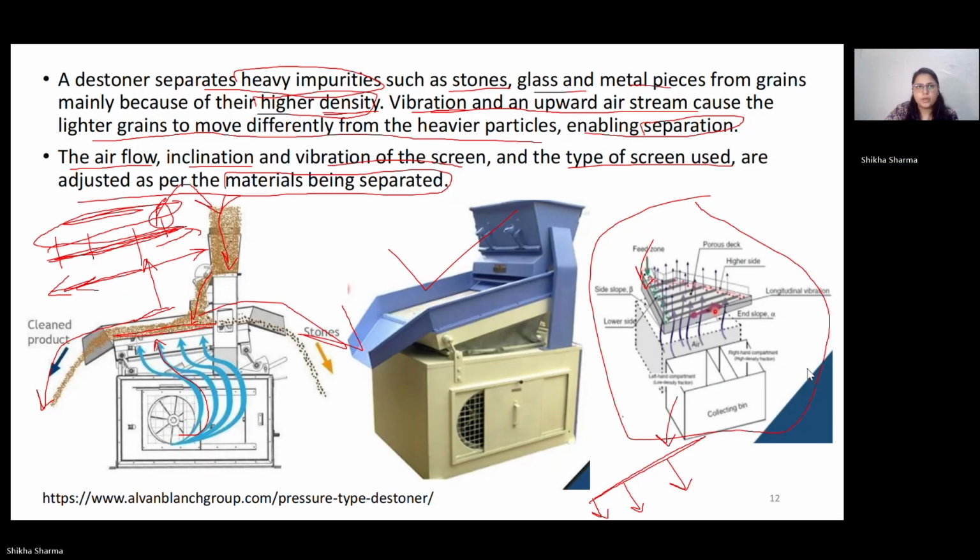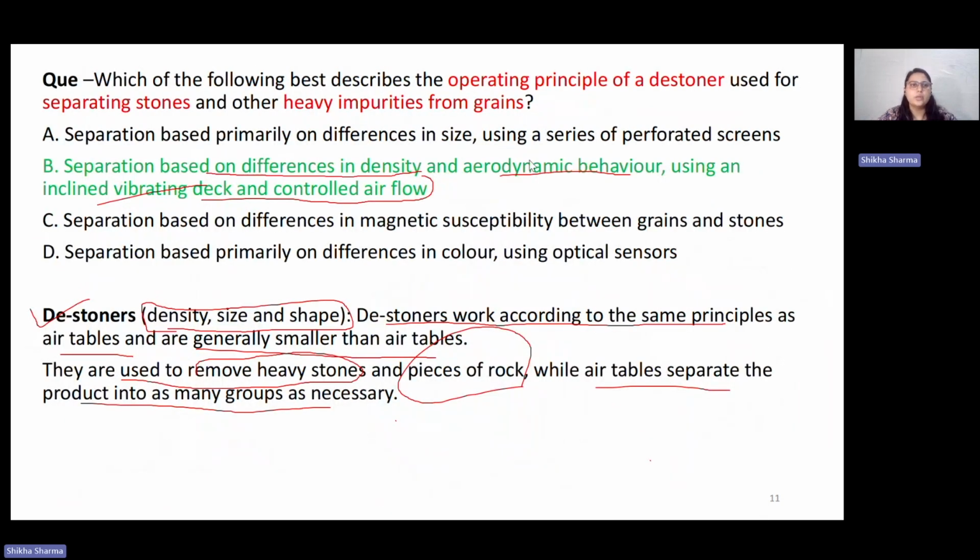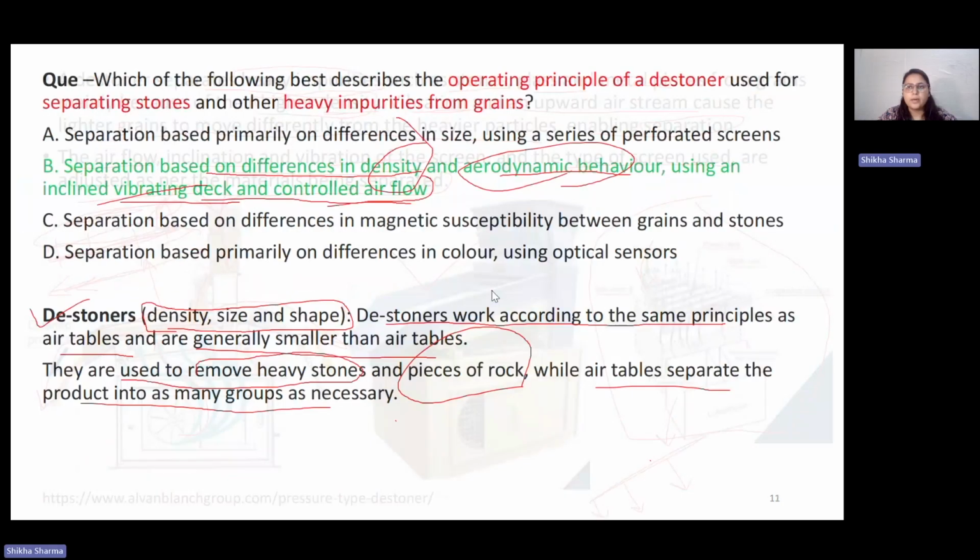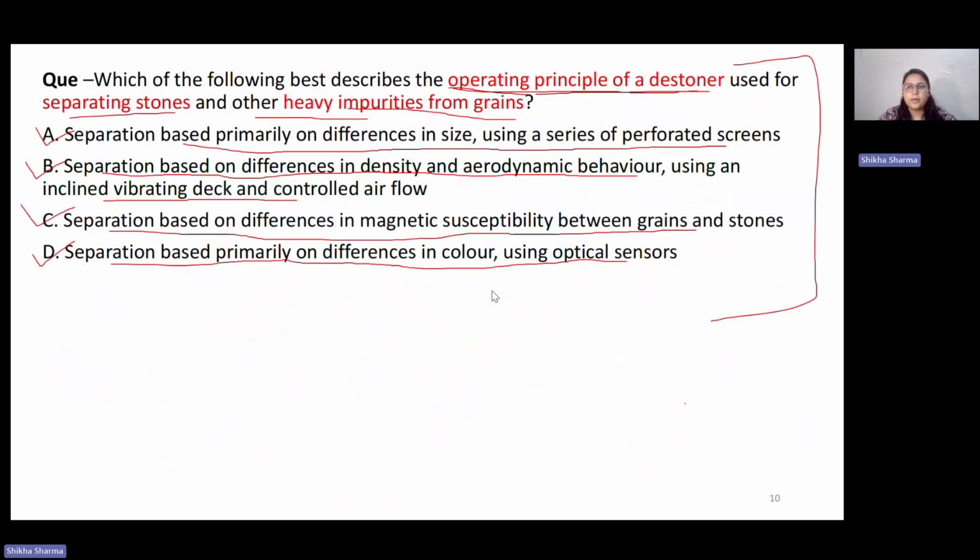Okay, I hope this question is clear: in the destoner, based on the density and the aerodynamic behavior of the particles, and also the inclined vibrating deck and controlled airflow, the heavier stones will be separated from the lighter grains. So this is the question regarding the cleaning of the grains.